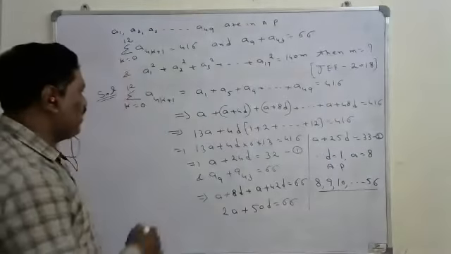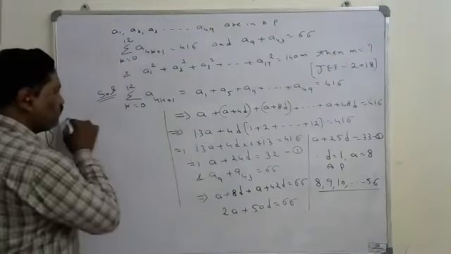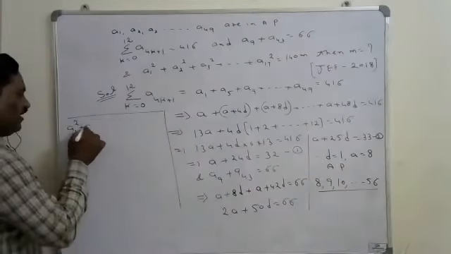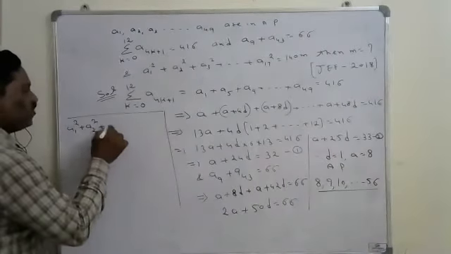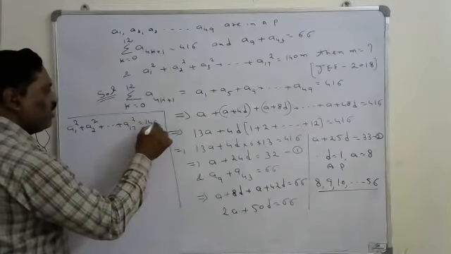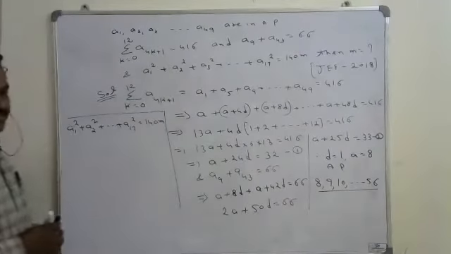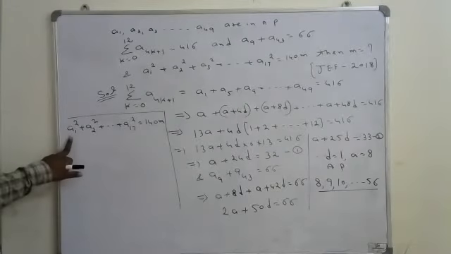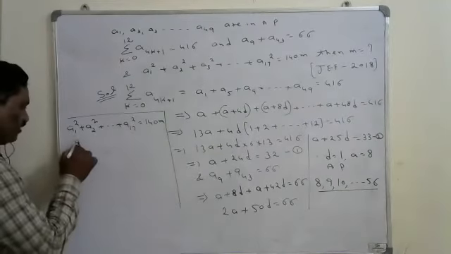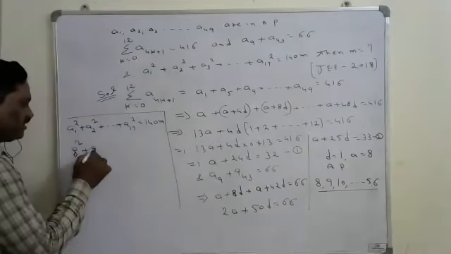Now they have given that A1 square plus A2 square plus A3 square and so on up to A17 square was given as 140M. A1 means the first term. What is the first term? 8 square, plus A2 means 9 square, plus 10 square, and so on.